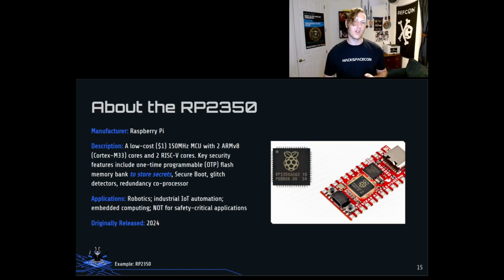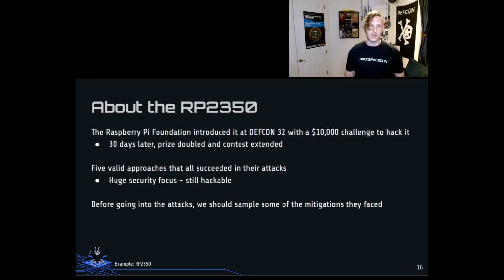The key thing that we're going to look at here is the one-time programmable flash, or the OTP, that's used to store secrets among some other important configuration data. It includes some awesome technology like secure boot and has some mitigations that we'll discuss. Interestingly, it's not for safety-critical applications and was released just a couple of years ago in 2024. And its release story is actually pretty interesting.